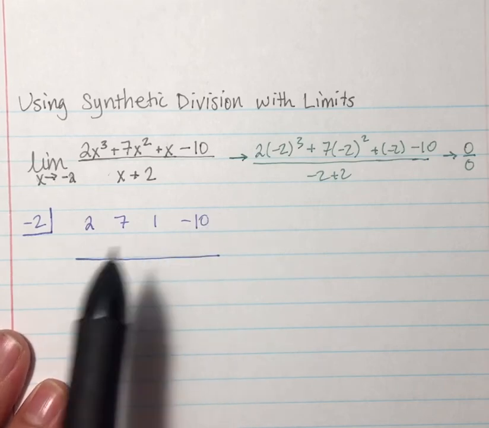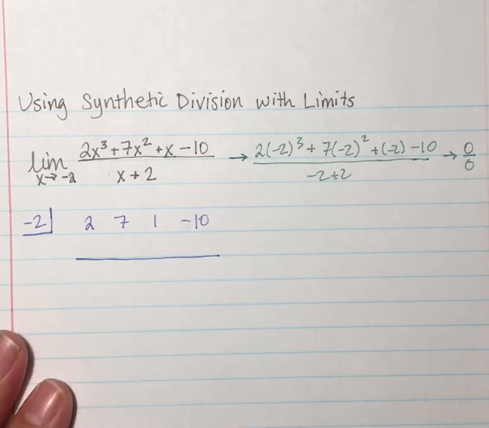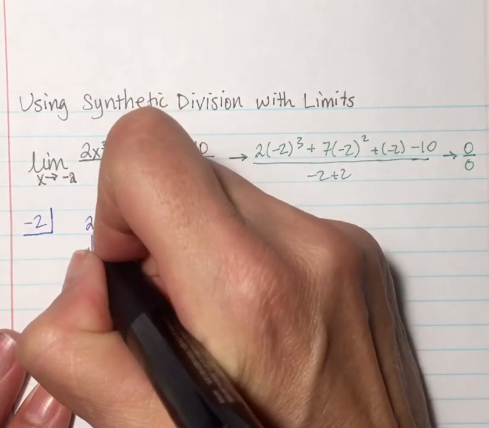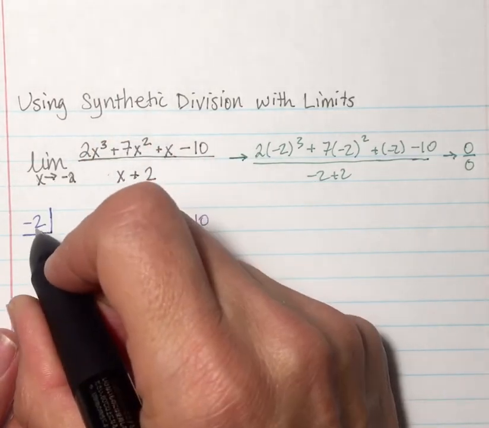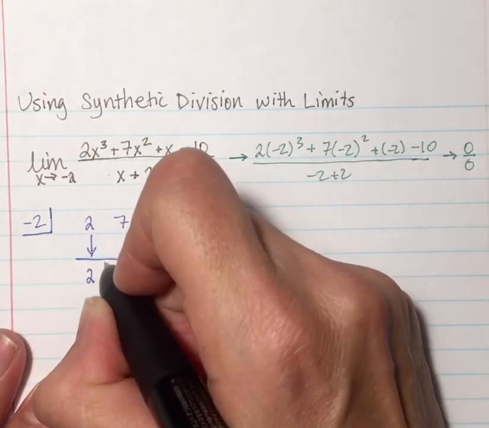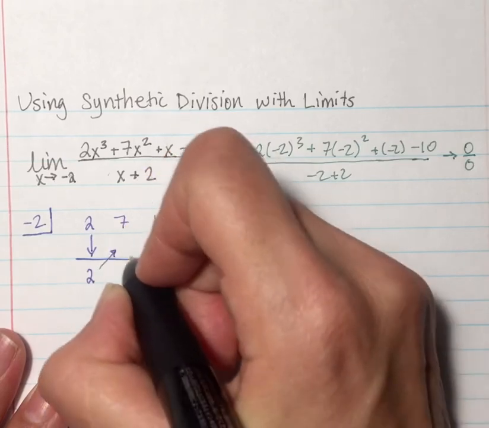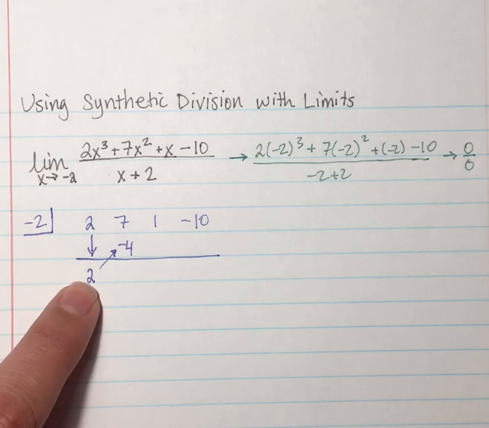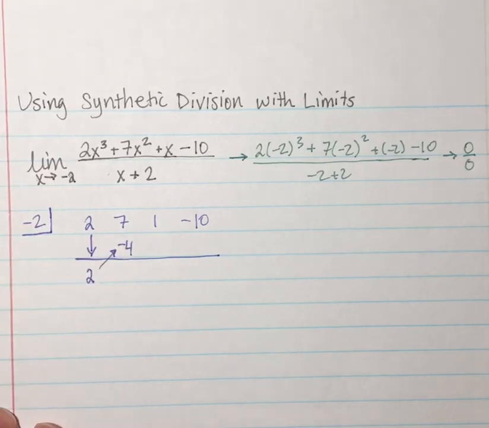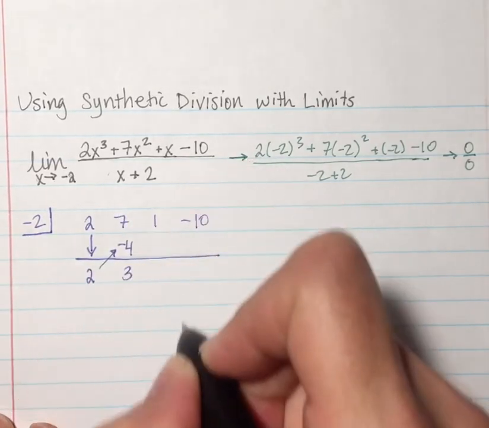I'm skipping a line because I need to be able to write on that. And then underneath here, the first number, I drop it straight down. I have a 2. And then I take my -2 and this 2 at the bottom, and I'm going to multiply them together and get -4. So the -2 times the 2, -4. And then I just add straight down and get a 3.